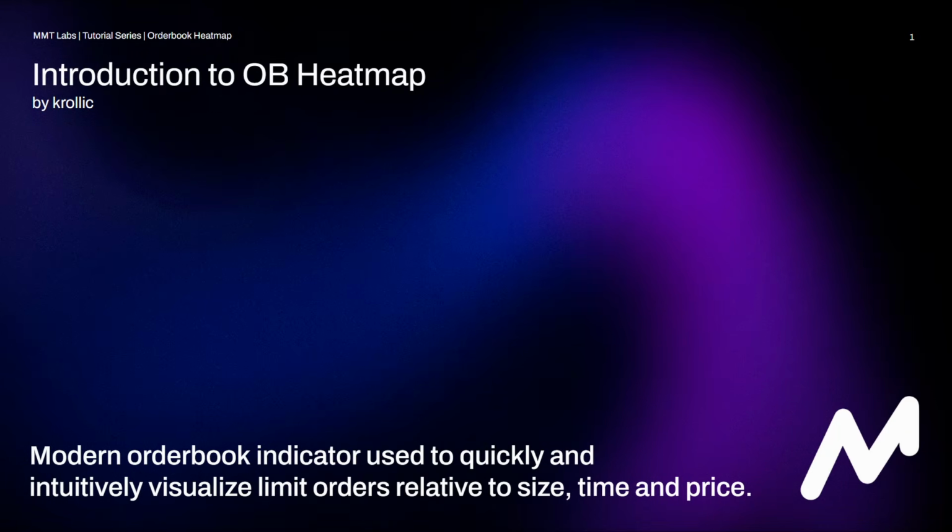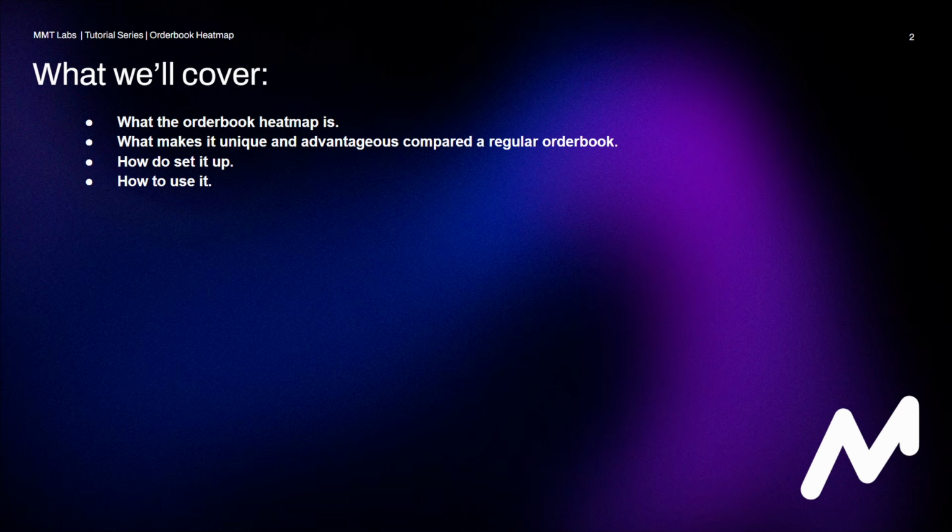Today we're doing an introduction to the Order Book Heatmap, a limit order indicator that visualizes where buy and sell limits are situated within the market compared to price. In this video we'll cover what the Order Book Heatmap is, what makes it unique and advantageous compared to a regular order book, how to set it up, and how to use it.